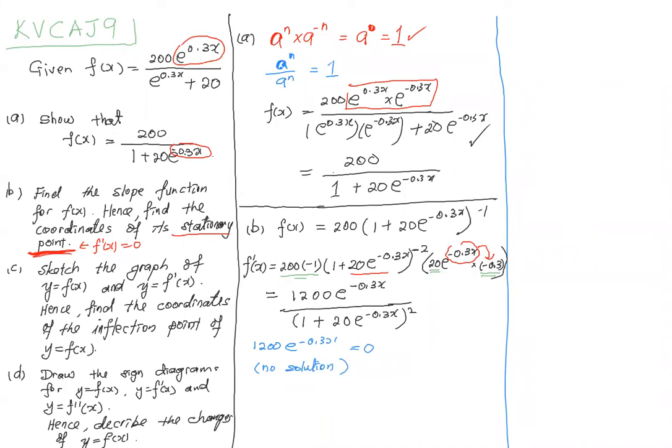Then you can straight away make a conclusion. Therefore, y equal to f(x) doesn't have what? Stationary point. Right? Hello? So this function, can a function go without stationary point? The answer is a yes.